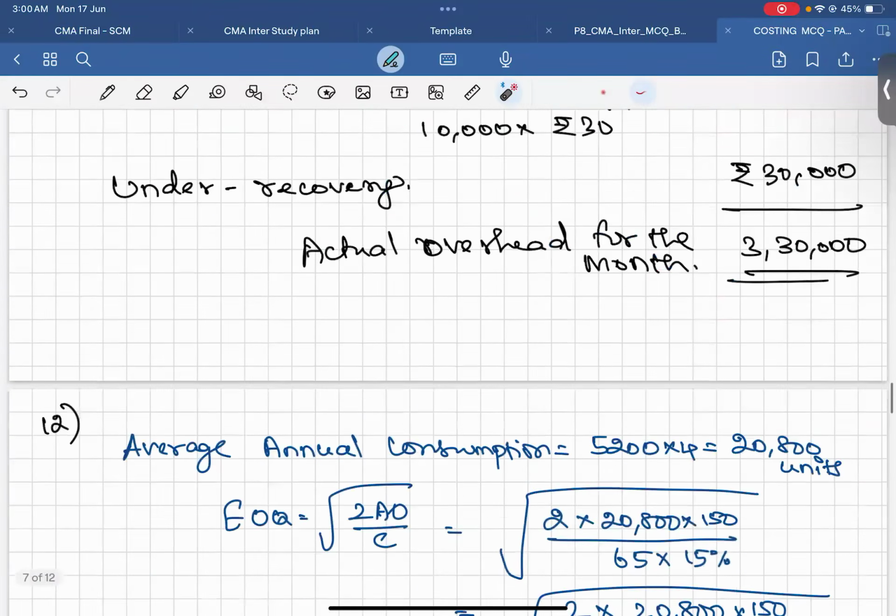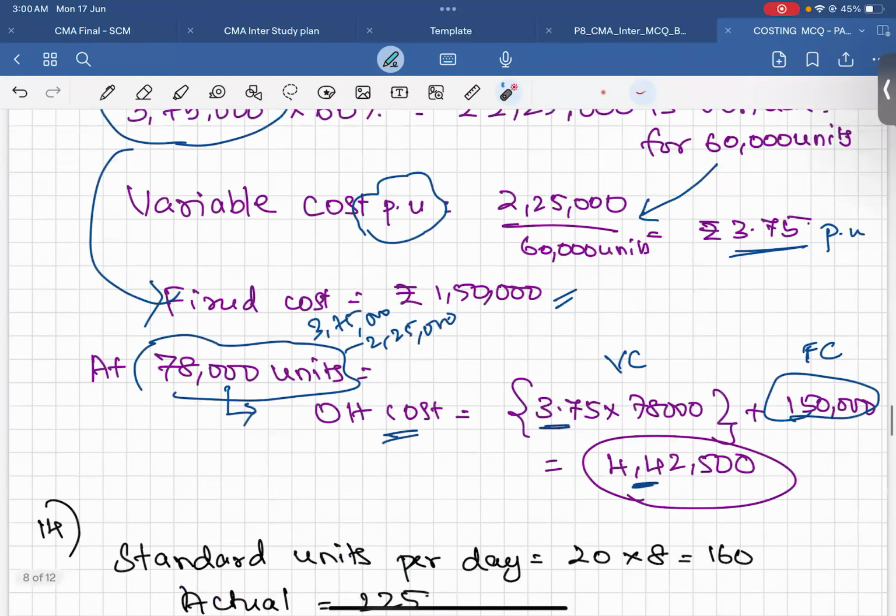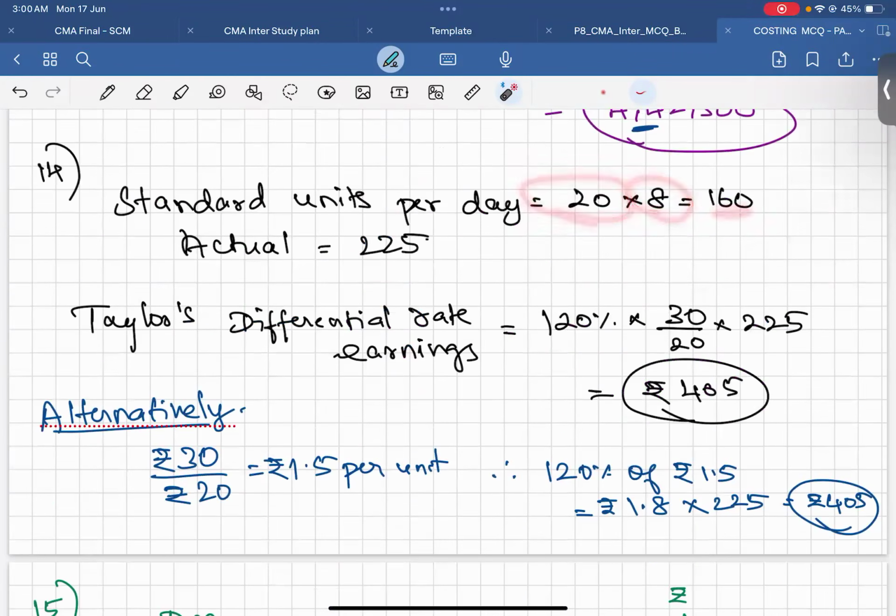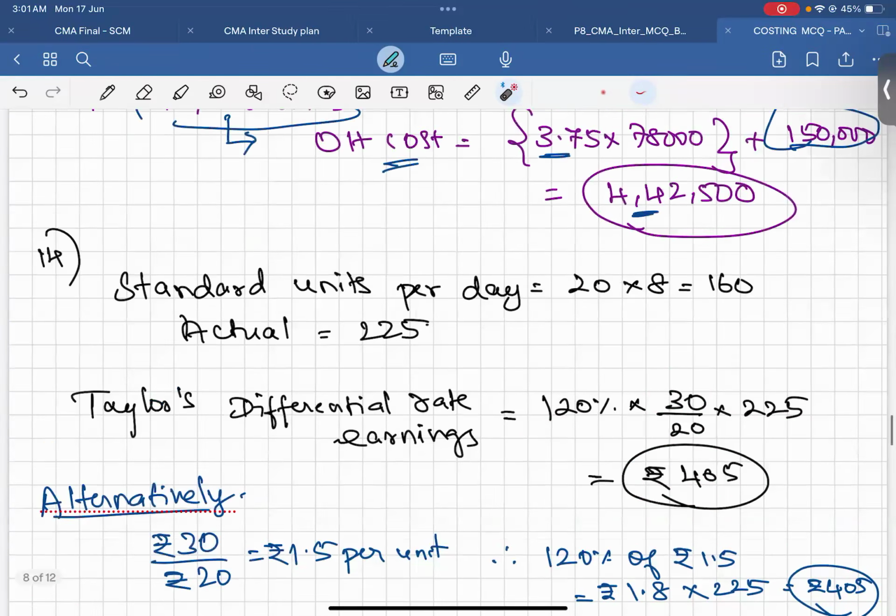Standard units per day, that is 20 into 8, so it is 160 they need to do, but actually they have done 225. So it is above the standard. For above the standard, we will reward them with 120 percentage. So 120 percentage of 30 divided by 20 into 225. Okay, you will get 405, or else you can go with the other technique.